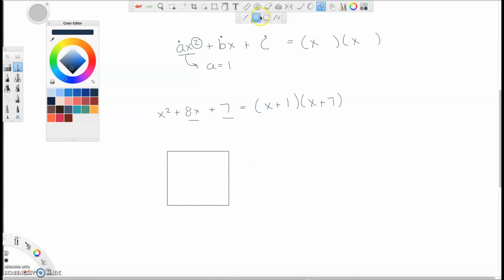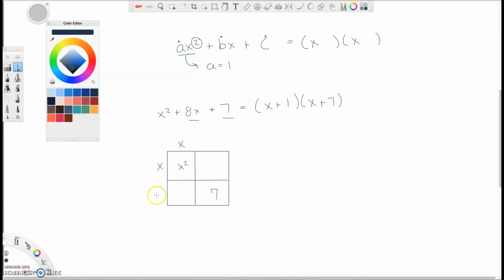So we're going to create a box here, and in the upper left box, we're going to put our leading term, or our x squared. So in this box, we're going to put x squared. And in the far bottom corner over here, we're going to put our last coefficient, which is 7. Now on the outside here are going to be our factors. So I know here should be x and here should be x.